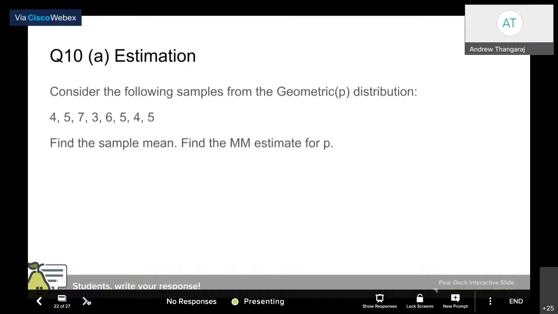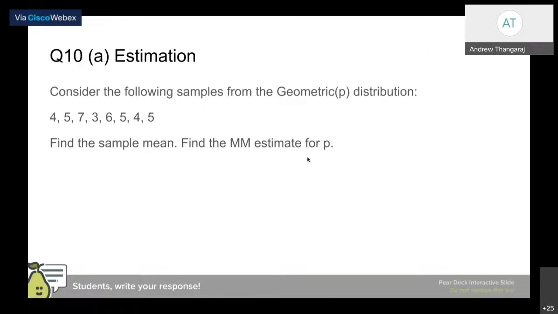Okay, so I have one more estimation problem. This is a more textbook estimation problem. You might even remember it from the lectures. It's a geometric P distribution. The samples are 4, 5, 7, 3, 6, 5, 4, 5. Find the MM estimate.